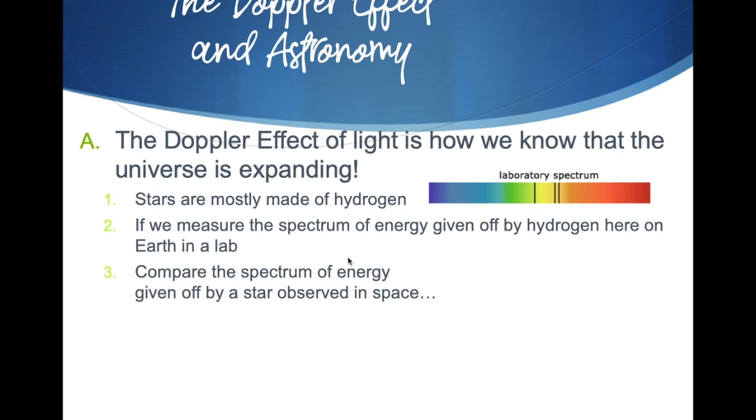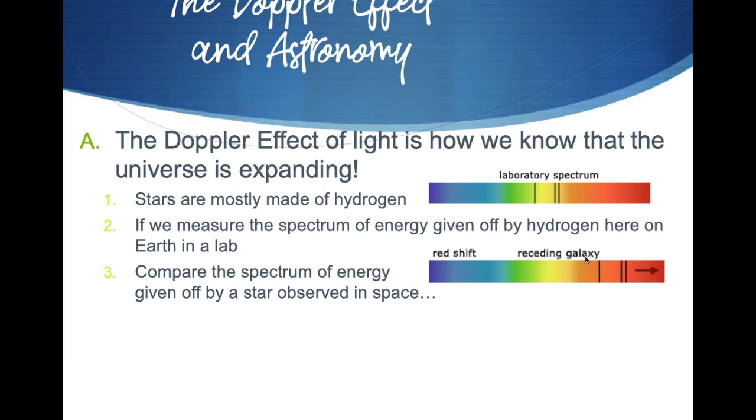Then we measure an observed spectrum from a star. So a star is giving off light from space. We can measure that spectrum in our lab on Earth from the sample that's giving off light from space, and we notice that it looks different. So this is the lab spectrum.